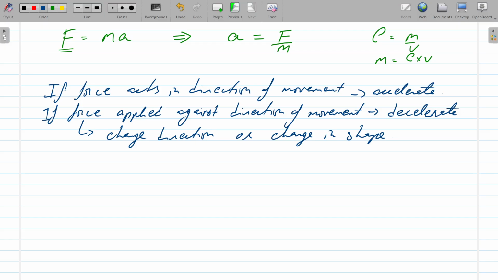Now, that's clear. Do you want to do an example question based on this? I can't hear you. Would you like to do an example question based on Newton's second law? Yeah. Okay.